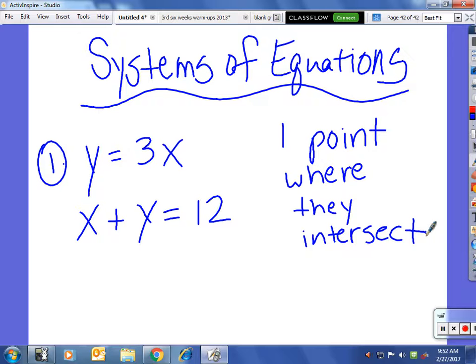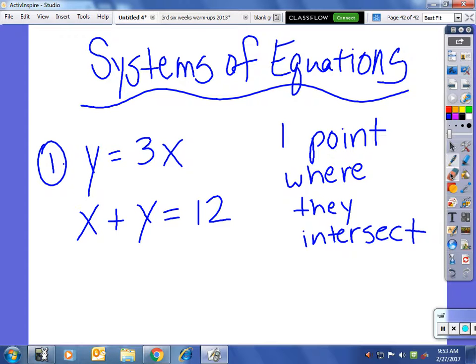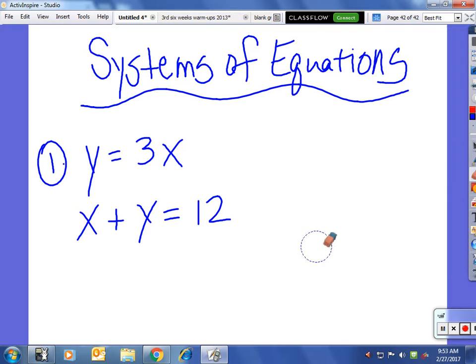There's one point that works on y equals 3x, and that same point also works on x plus y equals 12. How many times will two lines intersect? Just once, if they intersect at all. So just let me give you some other scenarios. When you're talking about a system of linear equations, most of the time there's going to be one solution, the one solution where they intersect. But that's not the only possibility. Most of the time, that's what we're dealing with.